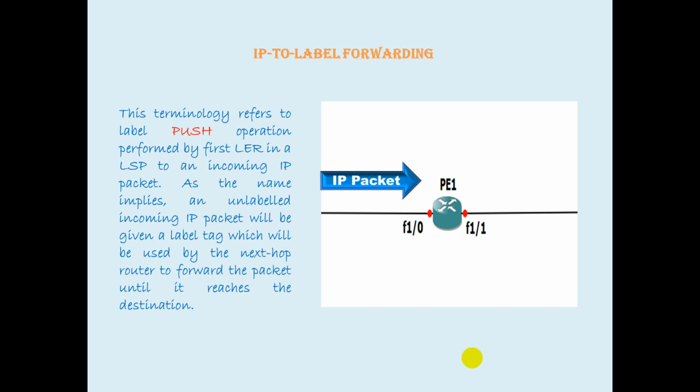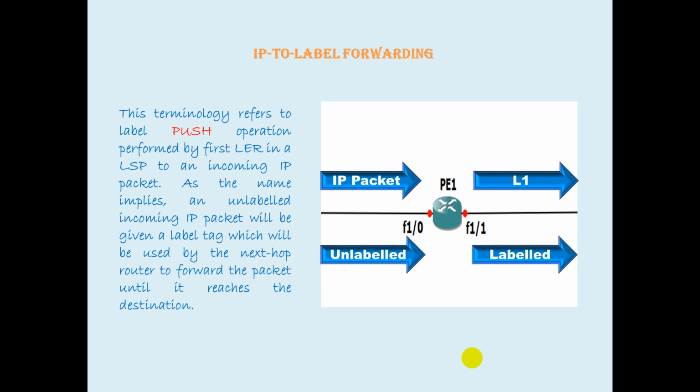So I have an IP packet coming from the customer edge router to the provider edge router. What it will do is convert it into a label, switch to a label. So the earlier unlabeled packet I received is being labeled by the provider edge router. That is why it is called IP to label forwarding.